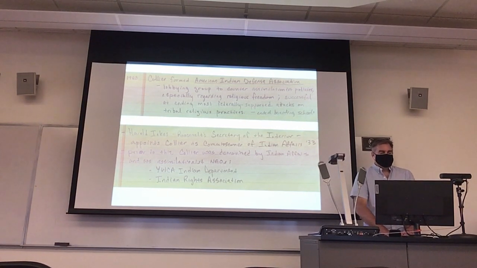All right, now this other note down below refers to Harold Ickes. Harold Ickes was the Secretary of the Interior, the head of the Department of the Interior, appointed by FDR. And Ickes had been introduced to Collier, couldn't stand him, nevertheless, they wanted to shake things up in the Indian office.